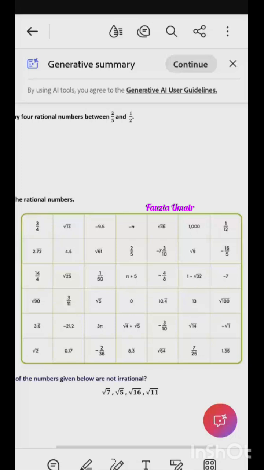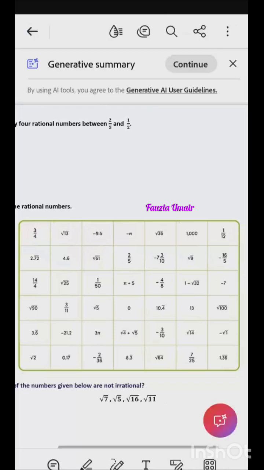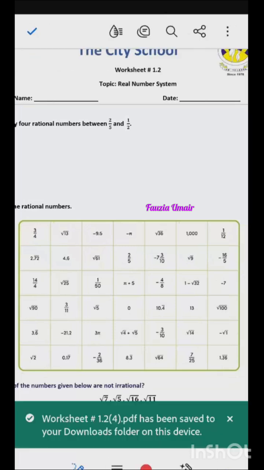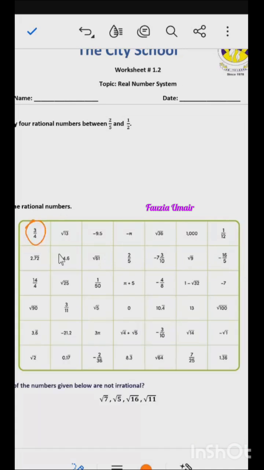So the question is, circle the rational numbers. You need to answer me one by one. Okay? First is 3 by 4. What is 3 by 4 equal to? Ma'am, rational number. It's a rational number because it is a terminating decimal. So we will just put 0.75. So we will put a circle because it's a rational number.